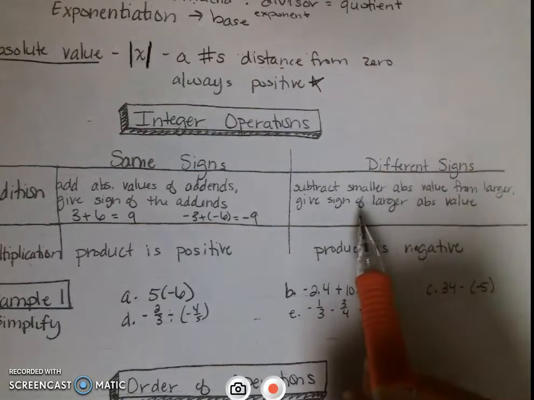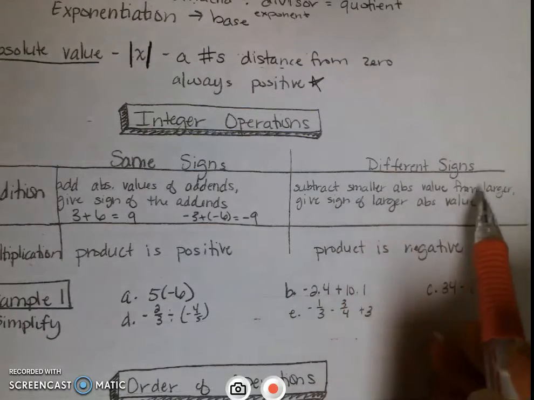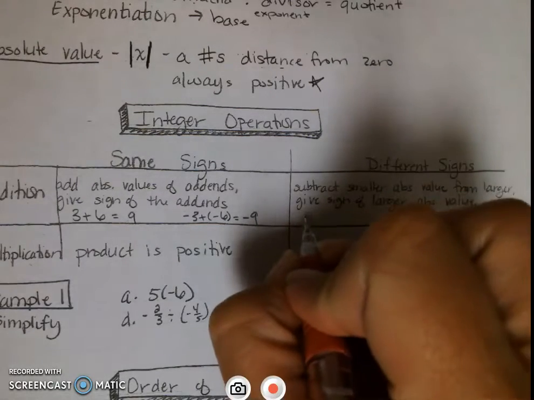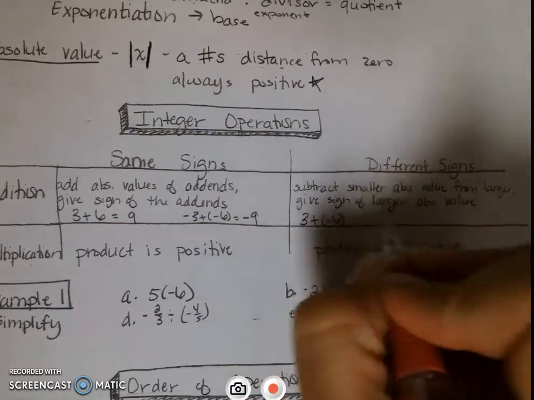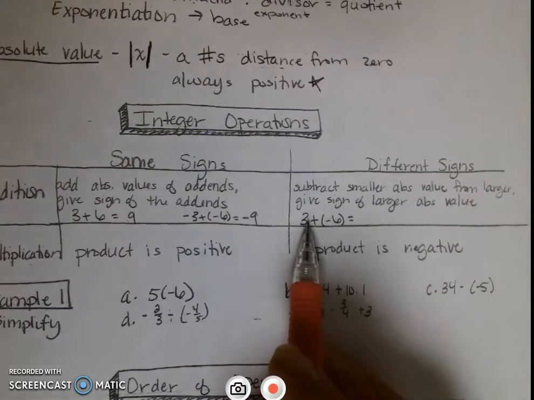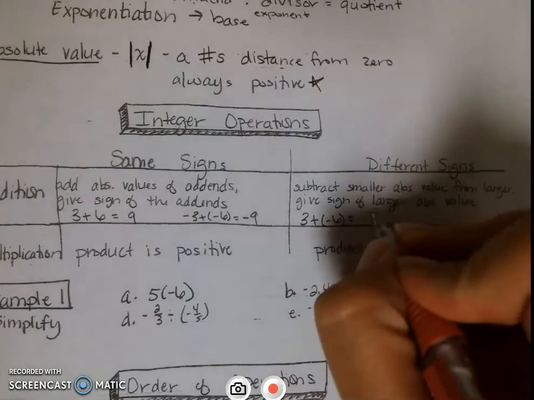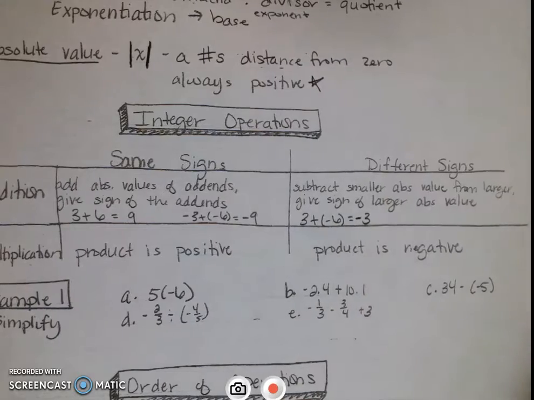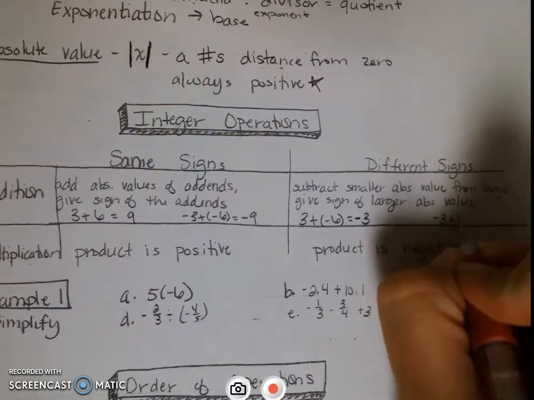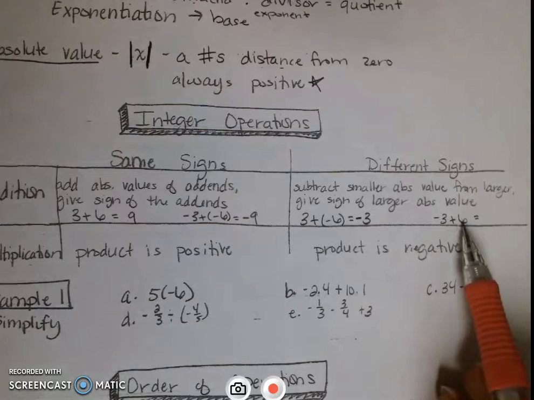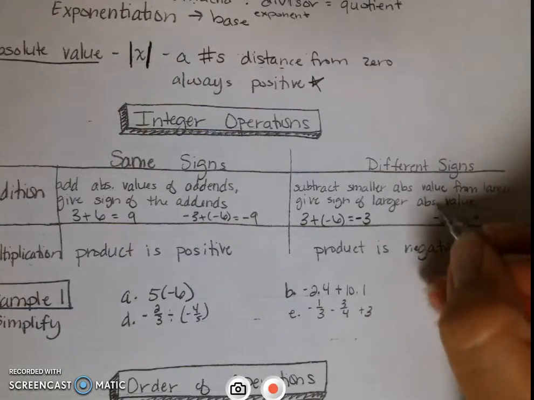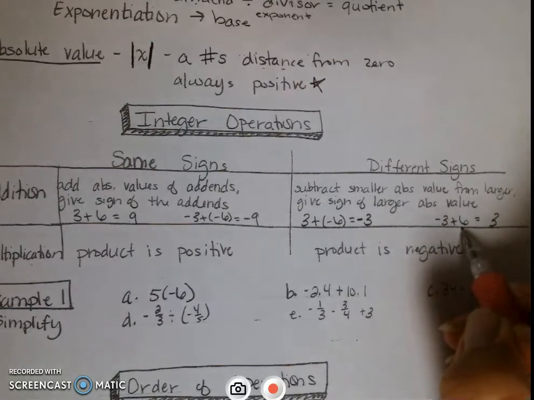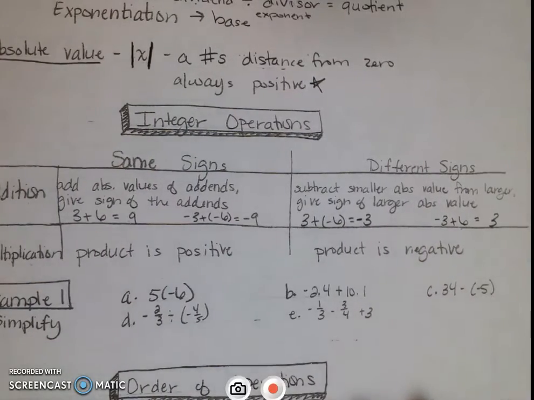For addition of different signs, we subtract the smaller absolute value from the larger one, and then give the sign of the larger absolute value. So if we had 3 plus negative 6, we subtract their absolute values: 6 minus 3 is 3, and the answer is negative because 6 is the larger absolute value. If we had negative 3 plus 6, same thing. We're finding the difference, 6 minus 3 is still 3. This time 6 is positive, so it's a positive 3.